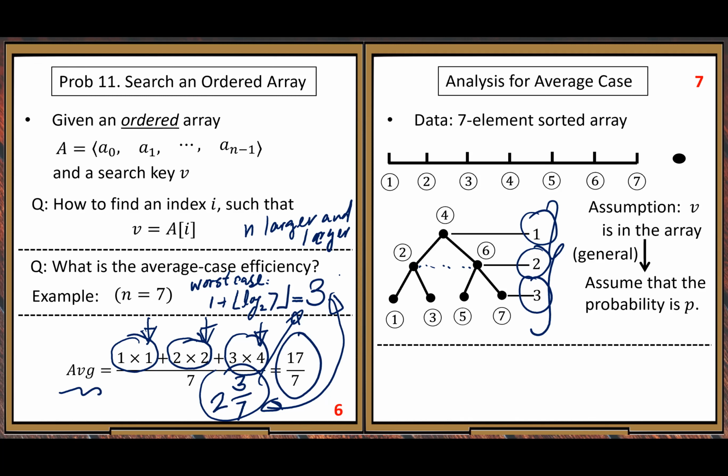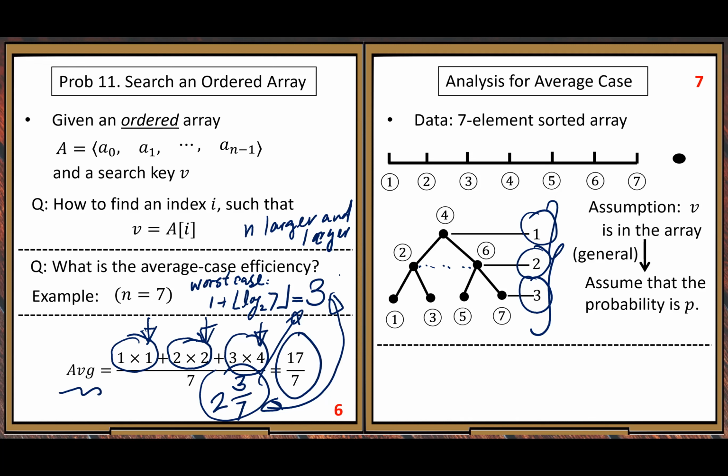Think about that. Can you do this? In this assignment, I didn't give you this kind of question, calculating the average for binary search. But later, sometime, I may need to give you this kind of question. So you need to understand this example.